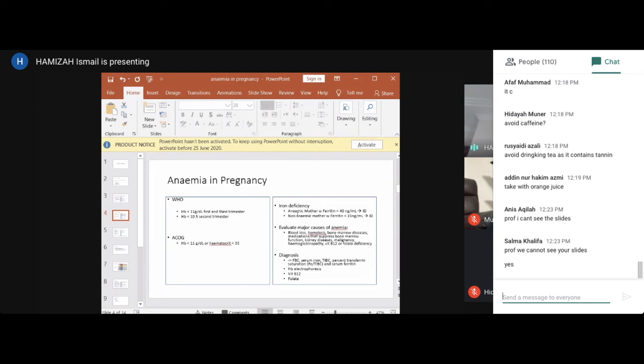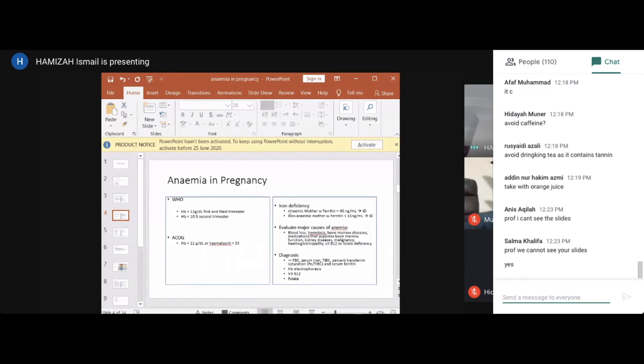There is a recommendation that since iron deficiency prevalence is high, more than 40%. So sometimes when you do it at booking, the patient is not anemic yet, but the iron stores are depleted. That's why the new recommendation is to do hemoglobin, FBC, and also the ferritin to detect iron deficiency. They might not be anemic yet, but they are iron deficient.